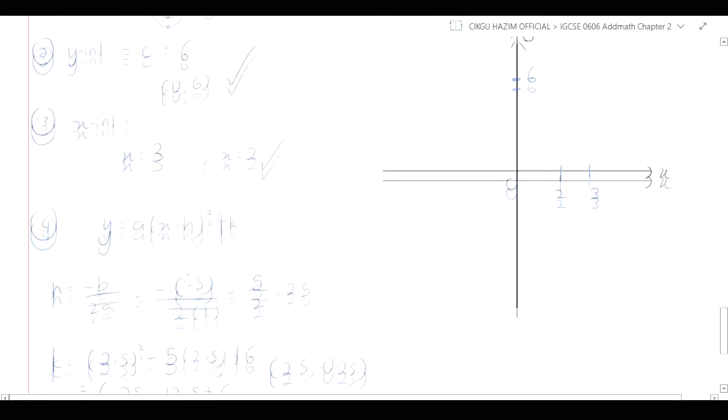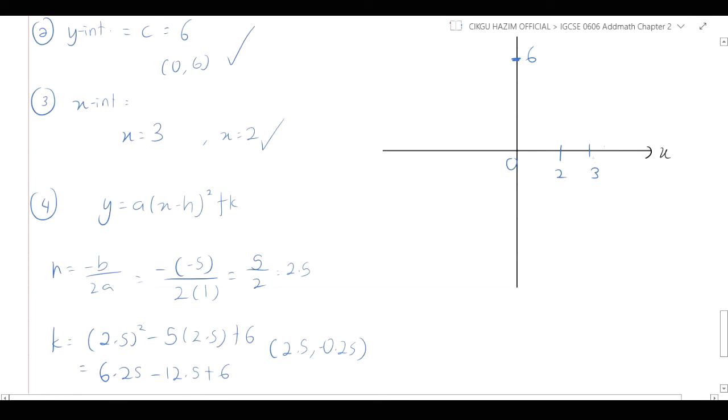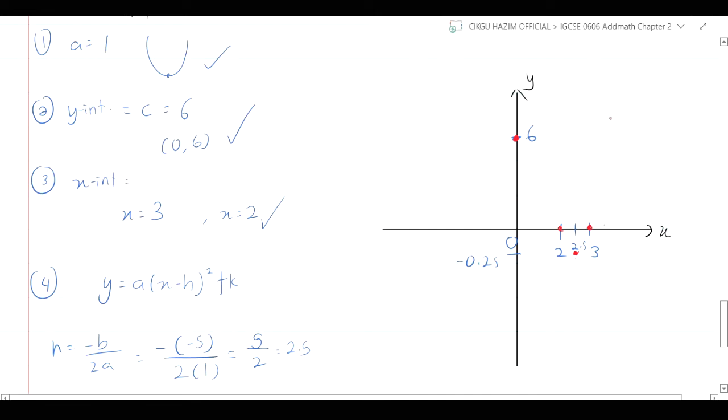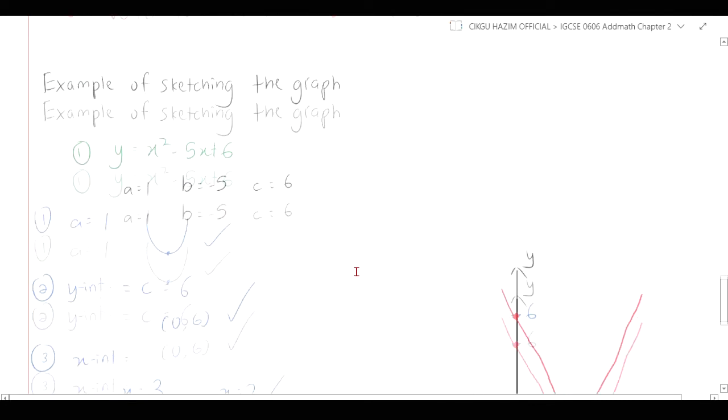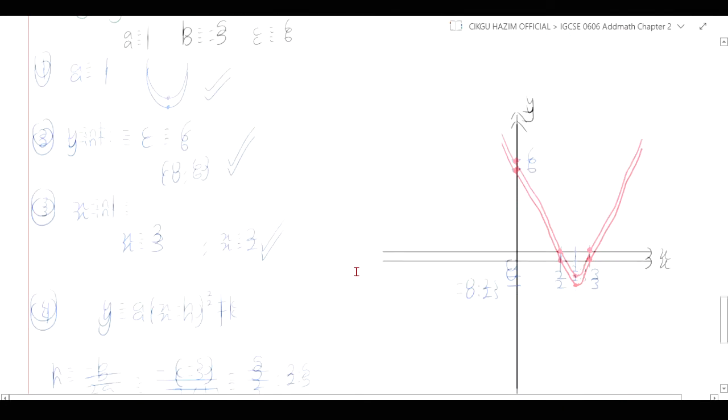Okay, and then after that the minimum point must be at 2.5. Imagine 2.5 is here, and then negative 0.25 maybe is here. So your point must be located at this point, and the minimum point is here. Then you can sketch your smiling graph, something like this. Yeah, that's how we do it. That's the way we sketch the graph. Remember these 4 components. Always remember these 4 components.